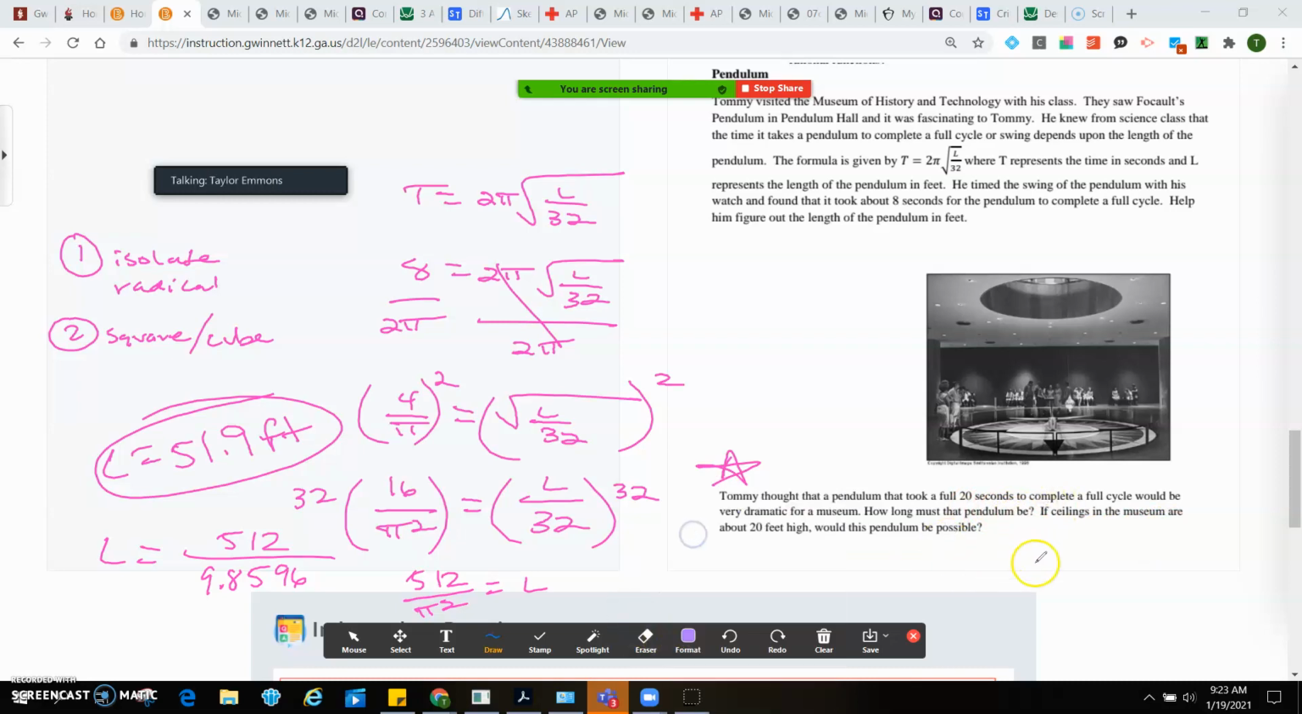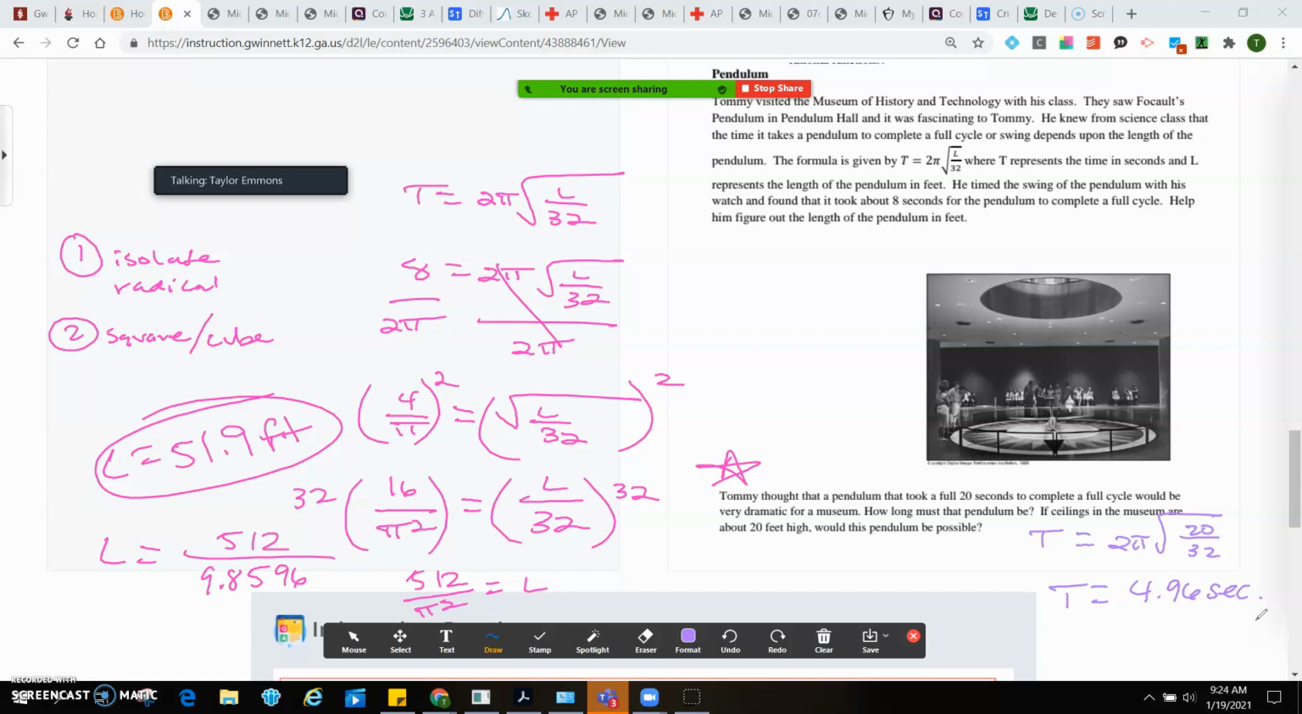So let's think through this. If I have T equals 2 pi square root of 20 divided by 32, I'm going to go into my calculator and literally type this in. I'm going to go 20 divided by 32, and then take the square root of it. And then I'm going to multiply it times 2 times pi. So that's going to be T equals 4.96 seconds. Okay, so if it was a 20-foot pendulum, it would take 4.96 seconds.